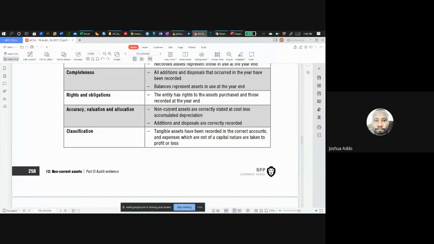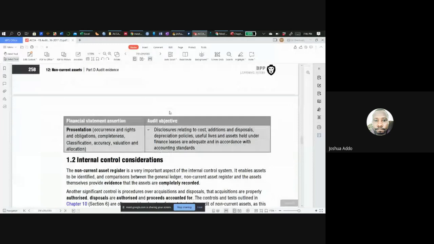Classification. Tangible assets have been recorded in the correct accounts, and expenses which are not of a capital nature are taken to profit or loss. Yes, that's basically about classification. And the last one, presentation. Occurrence, rights and obligations, completeness, classification, accuracy, all of those things. Presentation reflects all of them. Disclosures relating to cost, additions, disposals, depreciation, policies, useful lives, and assets held under finance leases are adequate and in accordance with accounting standards. Basically this is about full disclosure of all relevant information. That's the presentation.